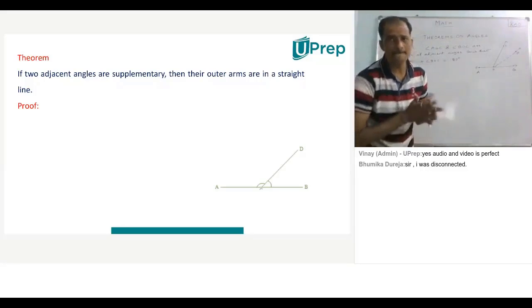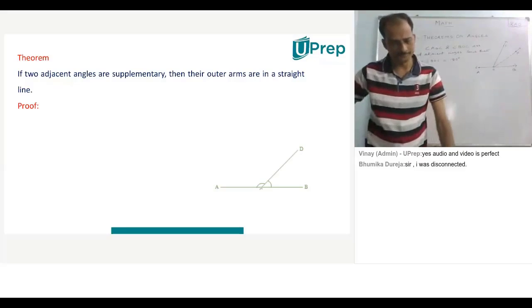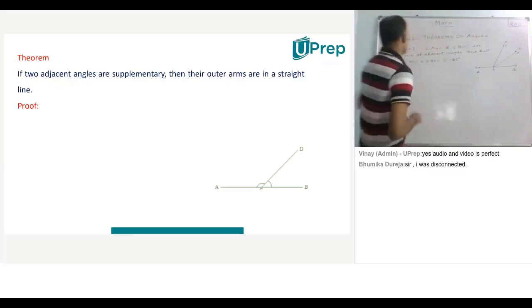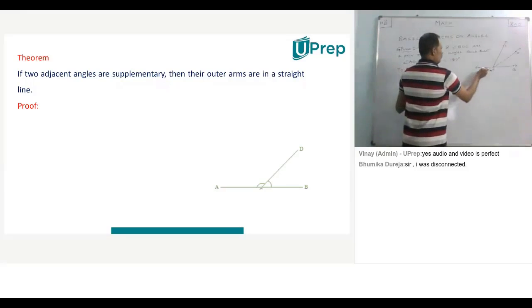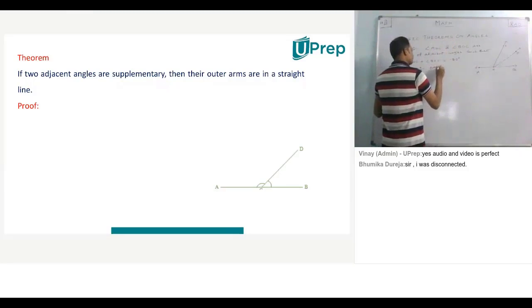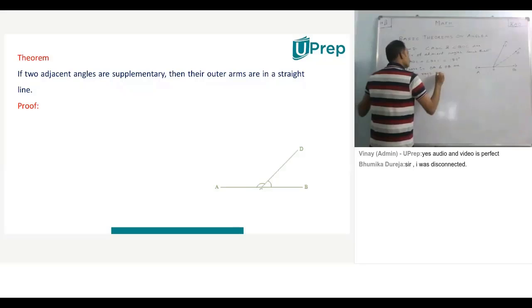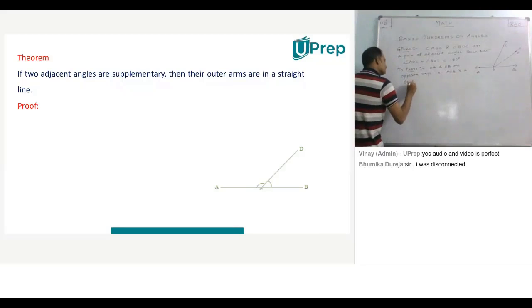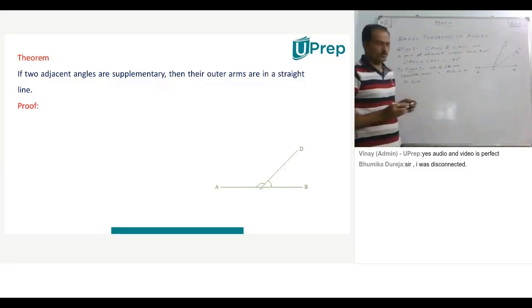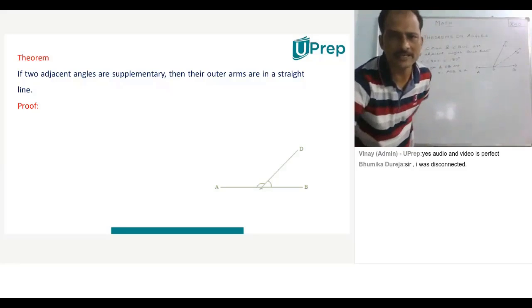Are you done? Yes, sir. Okay, now write down. To prove: OA and OB are opposite rays. That is, AOB is a straight line.